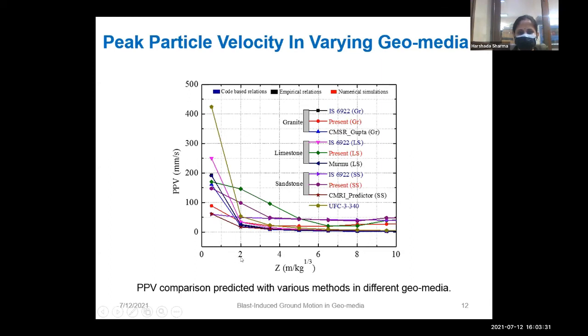That means below the scale distance of 2. Harshita, can you please be fast, because we have already used your time. Yeah, please, sure, I'll hurry.